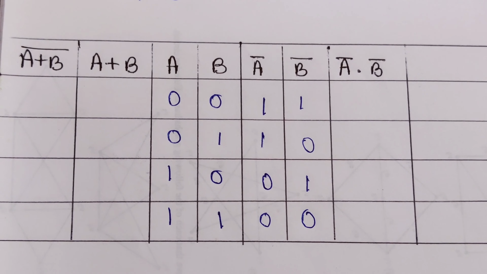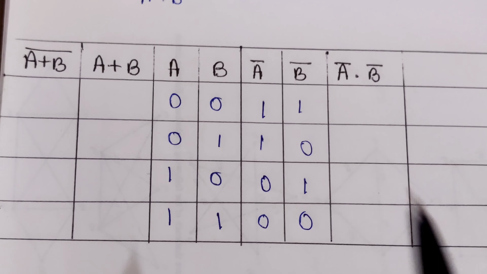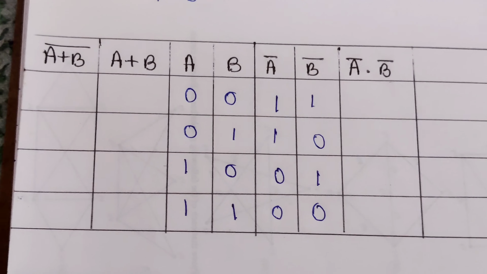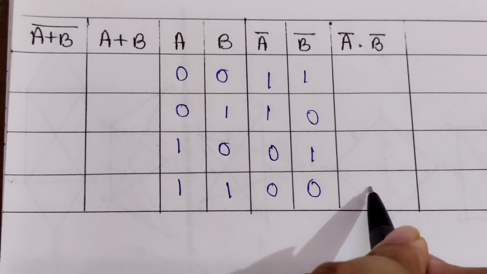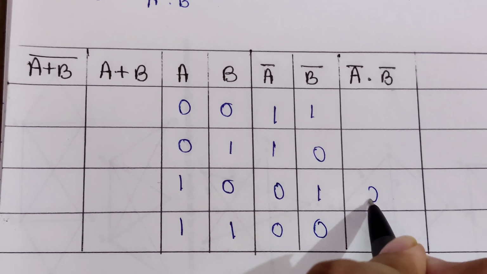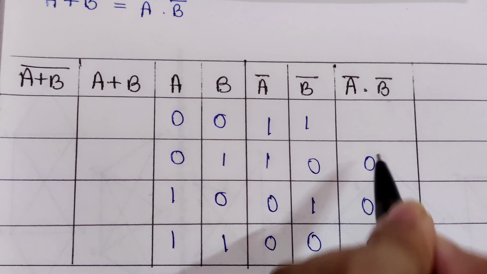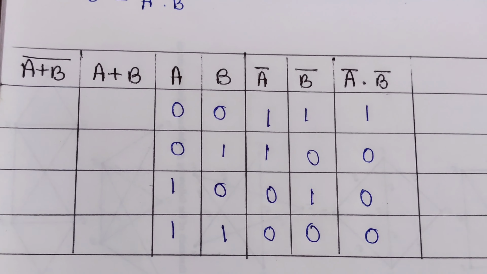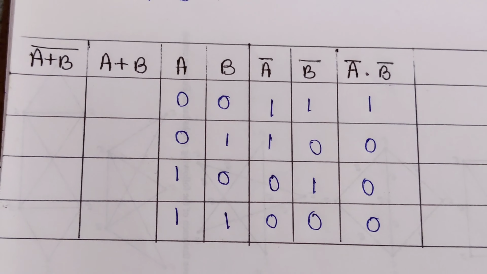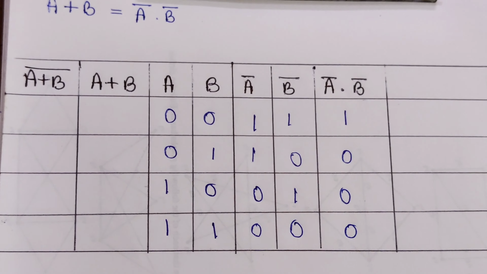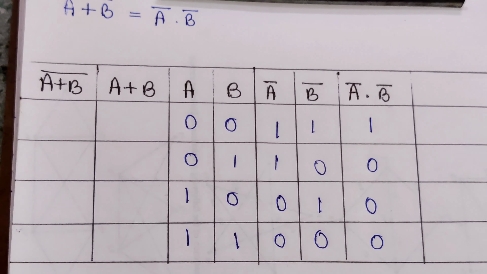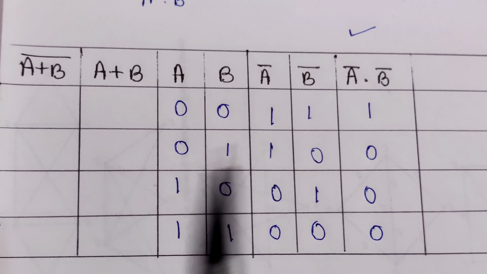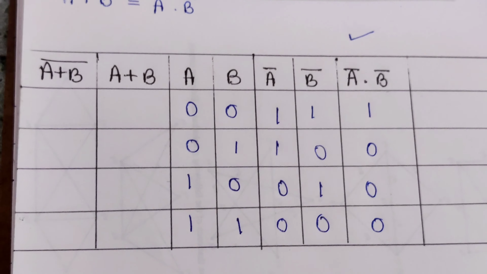Now we have to make the AND of these two inputs. So AND means if any of the inputs is 0, then the output will be 0. So 0 0, then the output will be 0, 0 1, then output will be 0, 1 0, output will be 0. Here both the inputs are 1, then the output will be 1. If you try to understand the logic behind this, you can also visit my AND and OR videos which are in the playlist. Now we got the RHS.